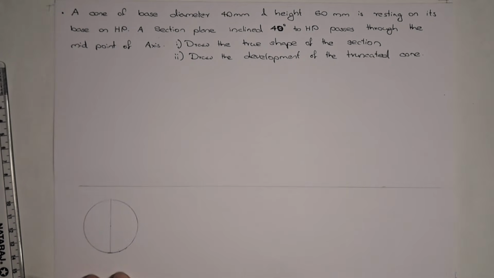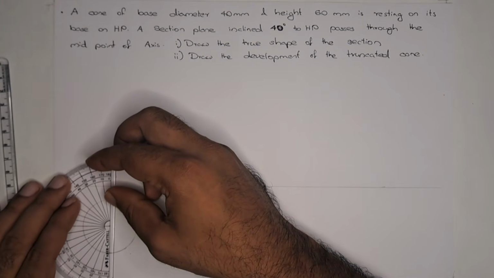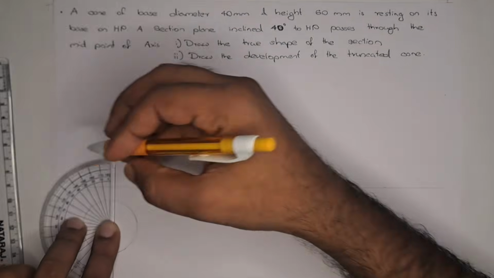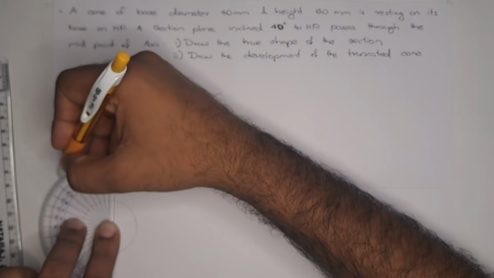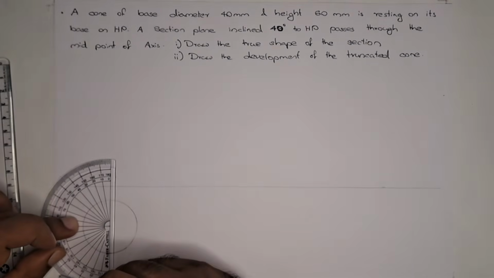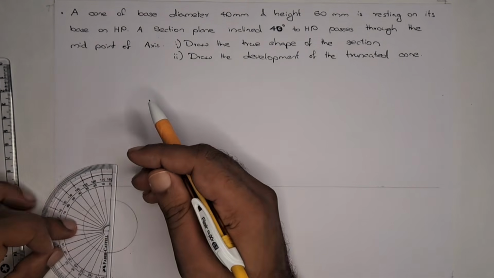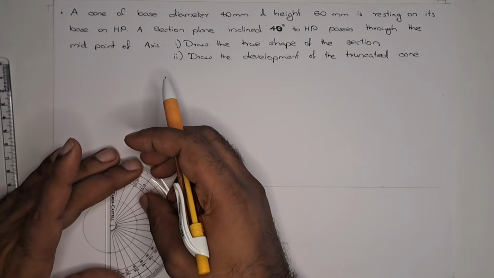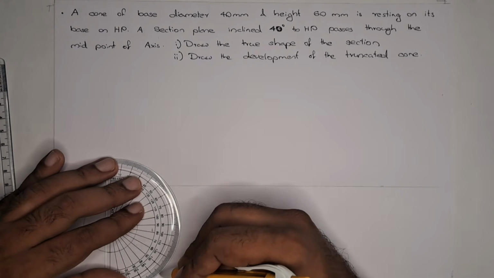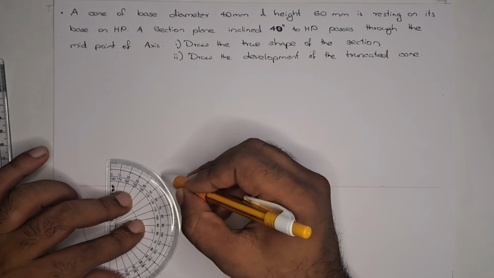Now we need to divide it into 8 parts. 45 degrees here, 45 here, 45 degrees, and the 45 degrees here also.